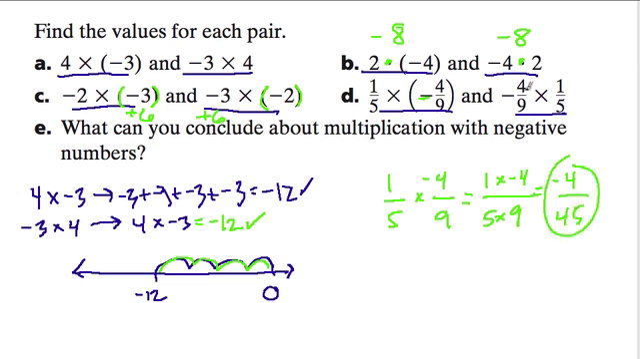And I know I'm going to get the same thing here because what I'm realizing in each of these is that multiplication is commutative. You could always change the order and not change the answer.